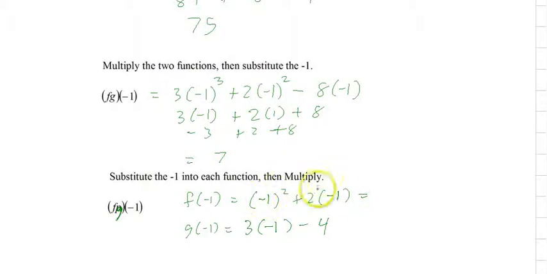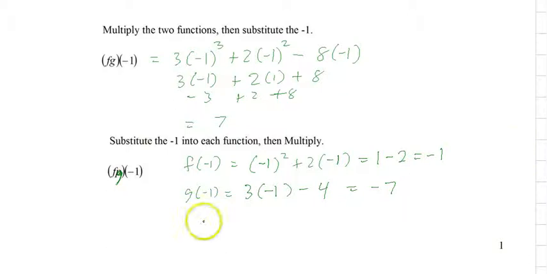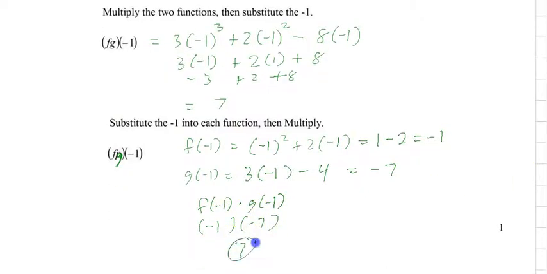So that's 1 minus 2 is negative 1. And that's negative 3 minus 4 is negative 7. And then now we're going to multiply them. So we're going to go f of negative 1 times g of negative 1, which is negative 1 times negative 7, which is 7. You notice it's the same exact answer.